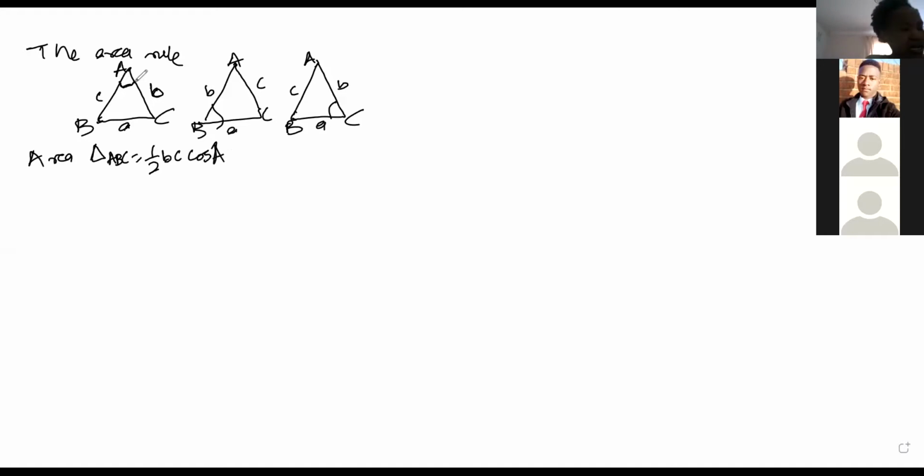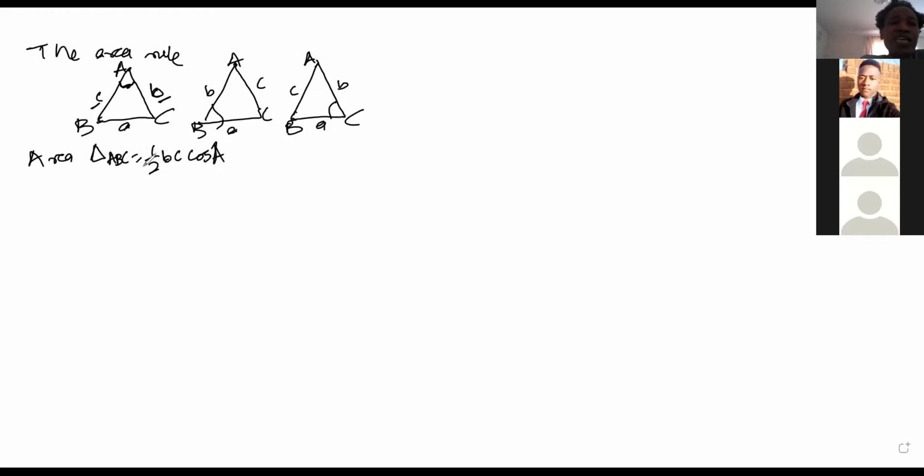because we know angle A. You can use the area rule if you are given two sides and an included angle. An included angle means the angle between the two sides you know. So this angle here is included because you know this side and you know this side. It can't be this angle because you don't know this side. You only know these two sides here. So the included angle is this one. So angle A, if you were given AC and AB and angle A, you can use the area rule. So that's the formula.